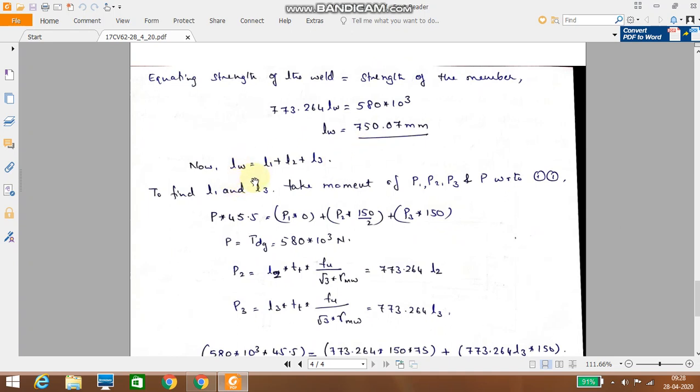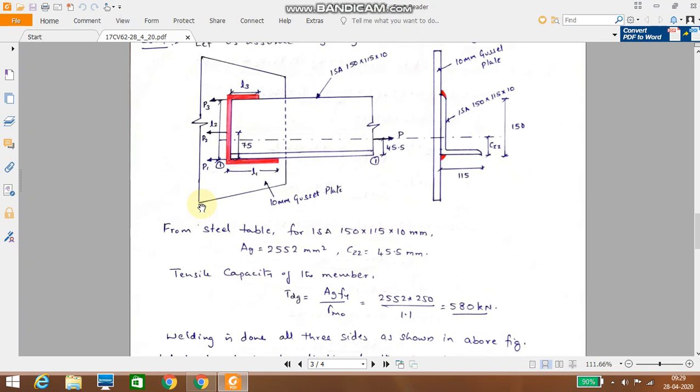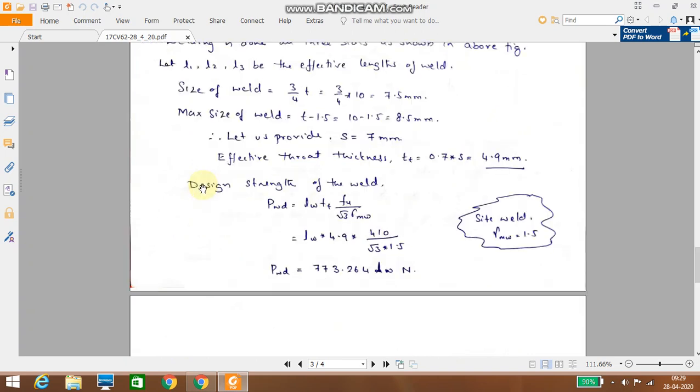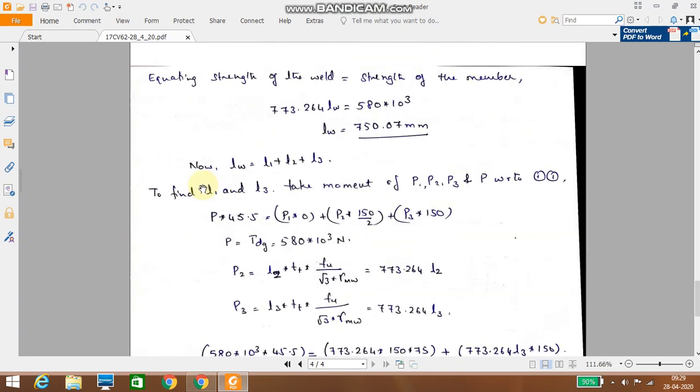Therefore, you calculate this L3 by taking moment about 1 1. Similar to the previous problem, we are going to take the moment here about 1 1. That is P into 45.5 equal to P1 into 0 plus P2 into 75, that is 150 by 2, plus P3 into 150. So what are the values of P2 and P3?